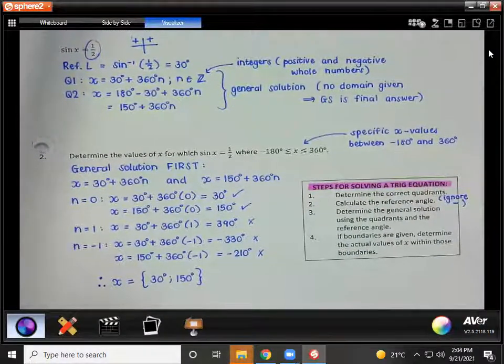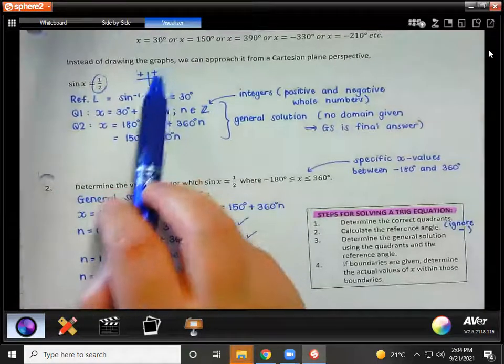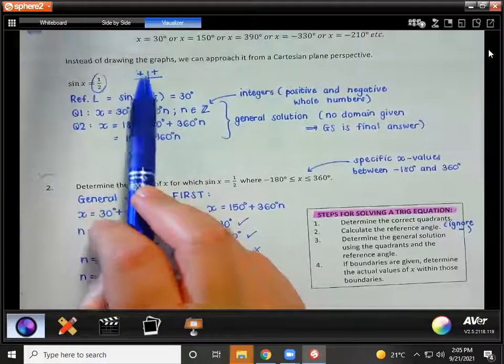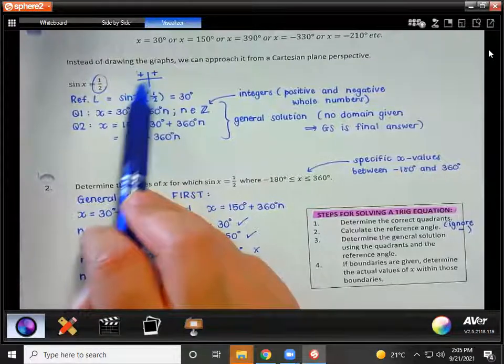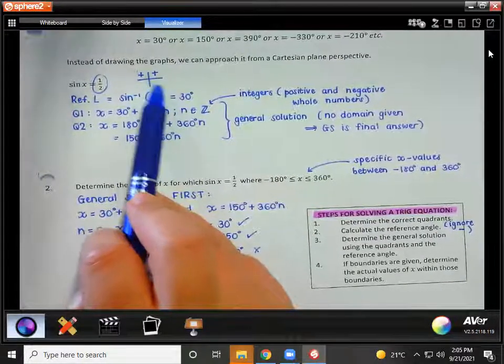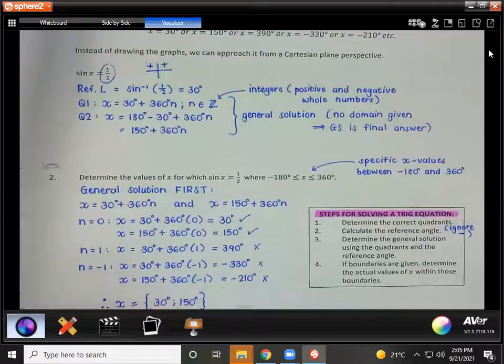Once you have your reference angle and you know which quadrant you're going to work in, you will find the general solutions. Now we've only worked in quadrant 1, where it is just the acute angle. In quadrant 2, it was 180 minus the reference angle. What do you guys think we'll do in quadrant 3? How do we find an angle in quadrant 3? 180 plus. Good. Quadrant 4? 360 minus. Okay, that's what we're going to do when we're working in those quadrants.